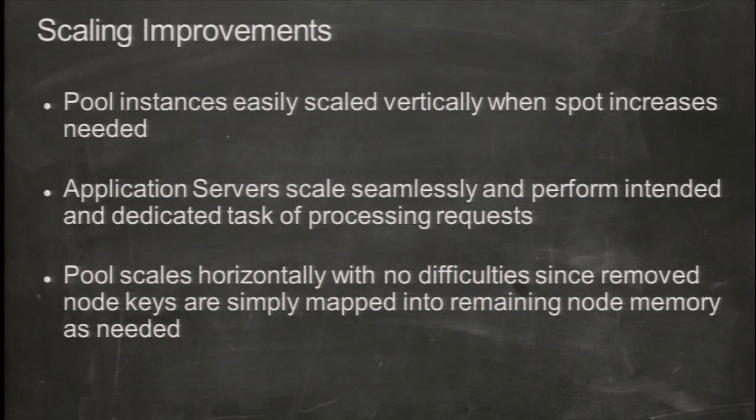Removing Memcached from our application layer allowed us to now scale it with no problem whatsoever. Our application servers started doing what they were supposed to do, which is handle requests, perform CPU processing, and pass that on to memory as needed, not handle memory hit-miss conditions. So the application servers started only getting called when they actually needed to be. And the actual memory pool scales horizontally fairly easily as well.